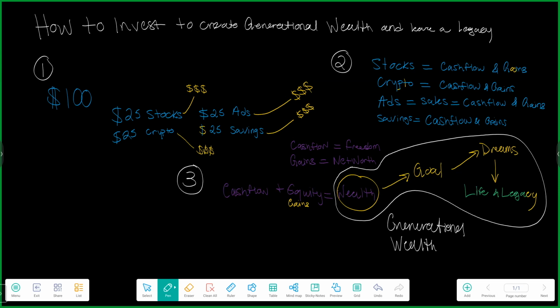It can create cash flow and you have capital gains, because just like the stocks, the cryptocurrency itself, that project, can increase in value in terms of the token price.